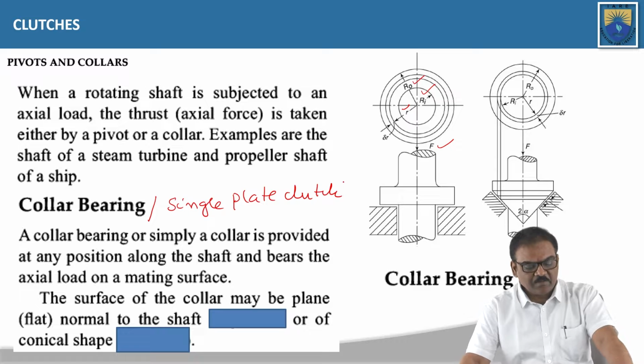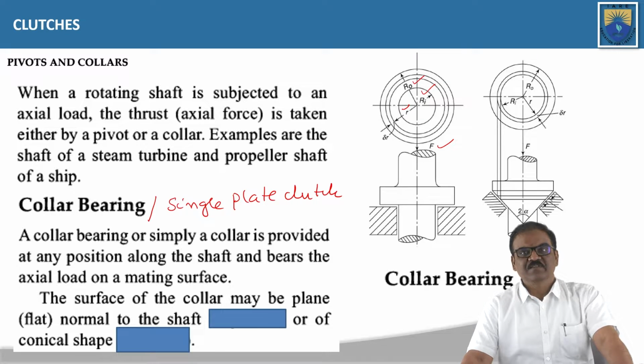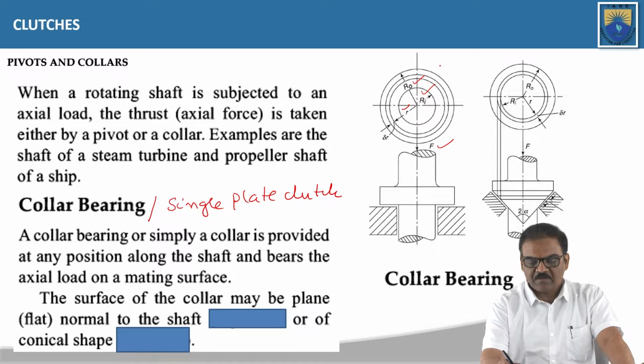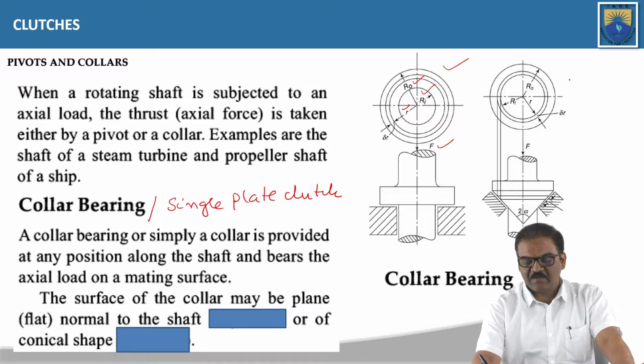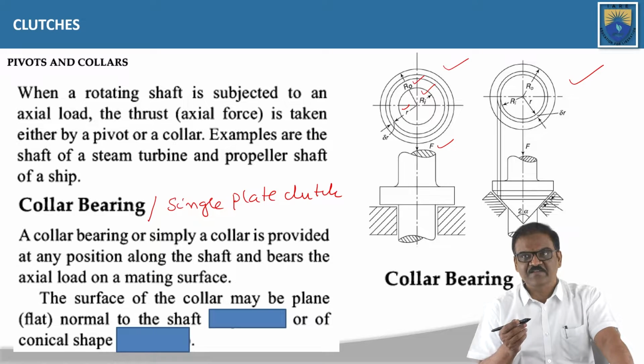So a collar bearing, or simply a collar, is provided at any position along the shaft and bears the axial load on a mating surface. The surface of the collar may be plain, normal to the shaft, or of conical shape. We have a single plate clutch, or a cone clutch, or a single plate collar, or a conical collar. We call them collars or pivots in the case of bearings, and in the case of clutches, we call them the single plate clutch or cone clutch.